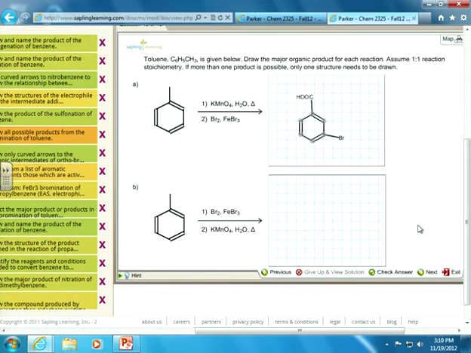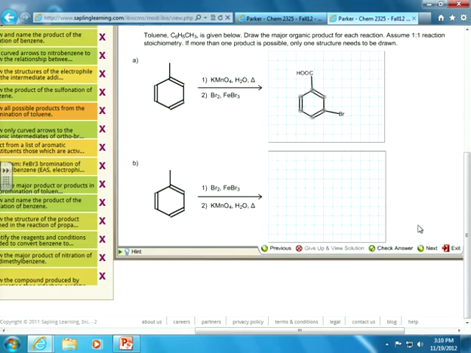But let's look at the one below it. Okay. What am I adding first this time? Bromine. And where will I add it? Ortho-para. Why am I adding it ortho-para this time? Because my director is methyl. I haven't done anything to the methyl.